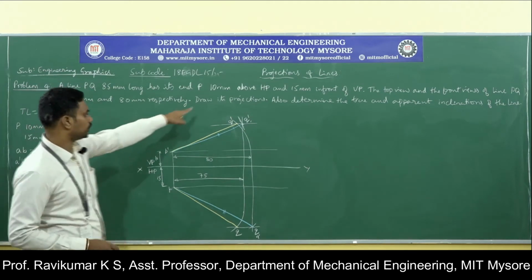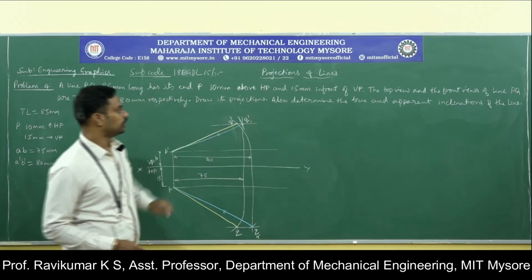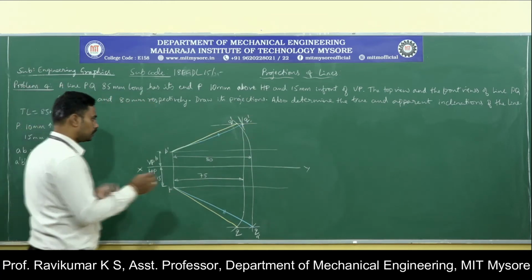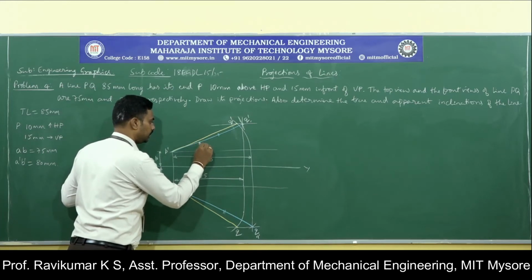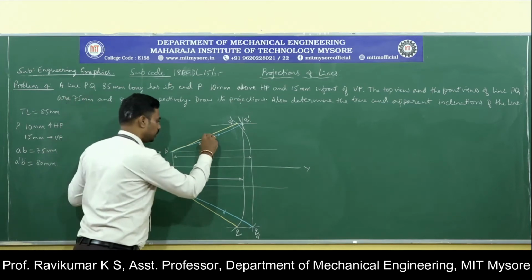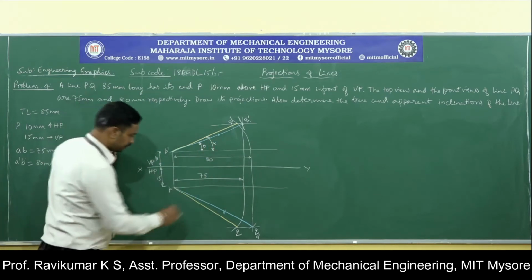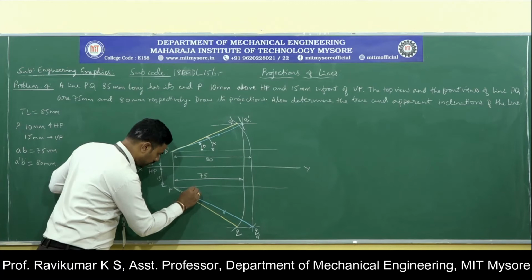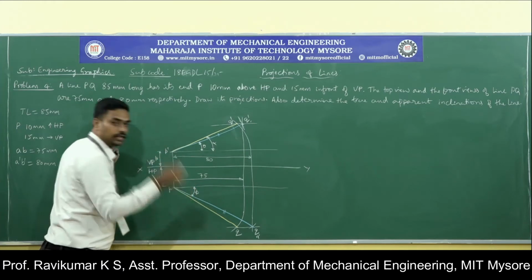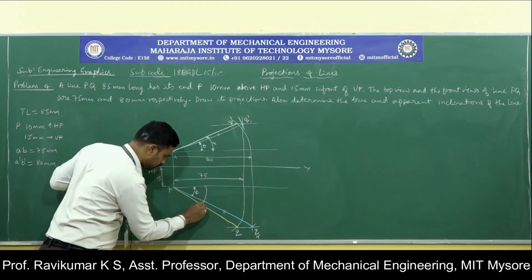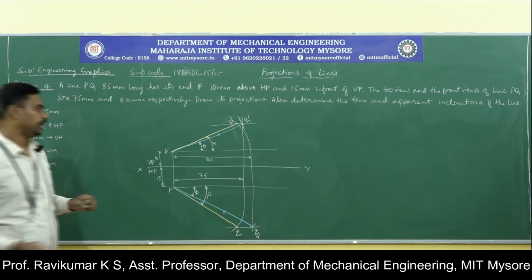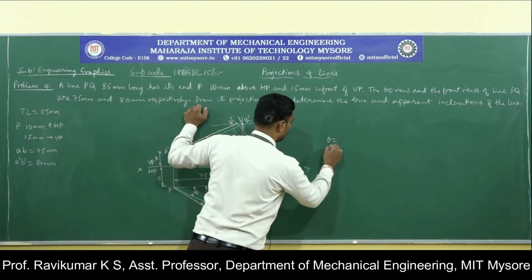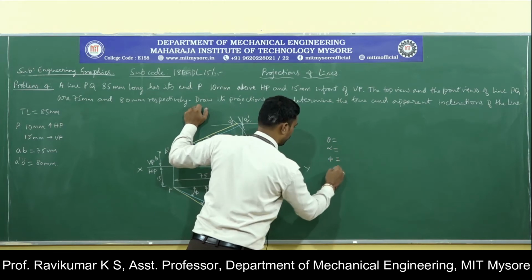Then in this problem, draw projections. I have drawn the projections. Determine the true and apparent inclinations of the line. So this is the true inclination theta in the front view. This is the apparent inclination alpha in the front view. This is the true inclination phi in the top view, and this is the apparent inclination beta in the top view. So we need theta, alpha, phi, and beta.